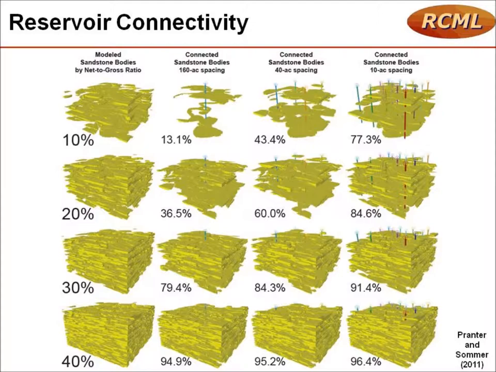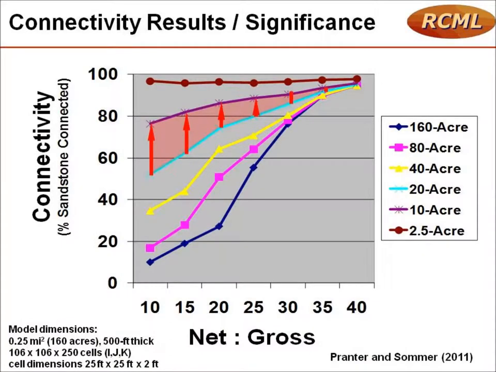And then also, depending on how much sand is in our interval of interest, we're going to get different amounts of static connectivity in our reservoir. So this graph just summarizes all those models. This shows our net-to-gross ratio, our sandstone percent. And this shows connectivity of sandstone within the reservoir. The connectivity measurement here is what percentage or volume of sandstone is connected to the wells as compared to the total sandstone in the model.